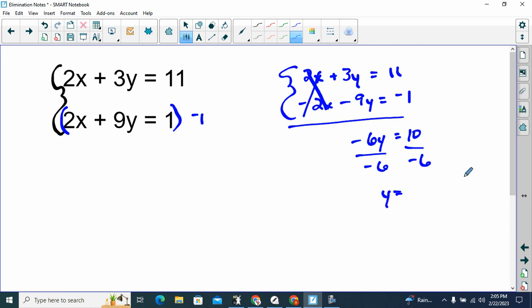10 divided by negative 6. That doesn't come out even. That's no good. Not ideal. But we can write our answer in lowest terms. We're going to divide the top and the bottom by 2. 5 over negative 3.